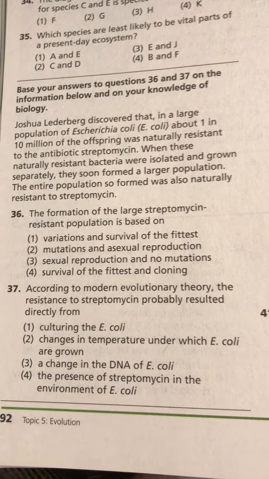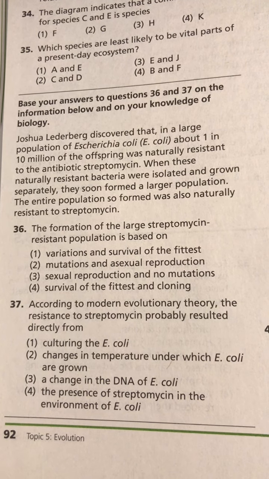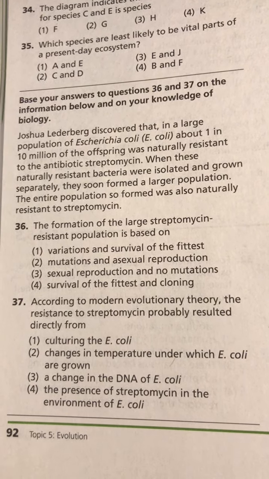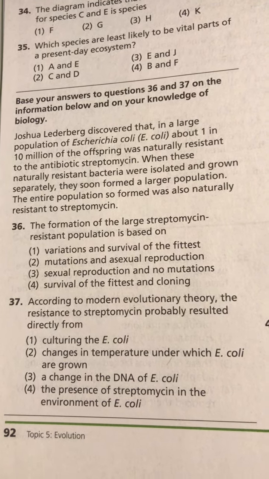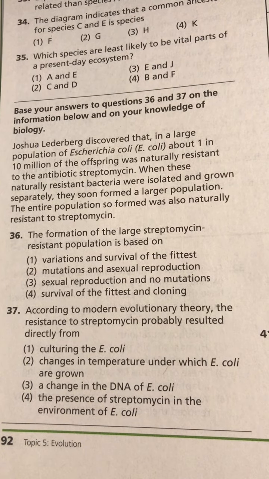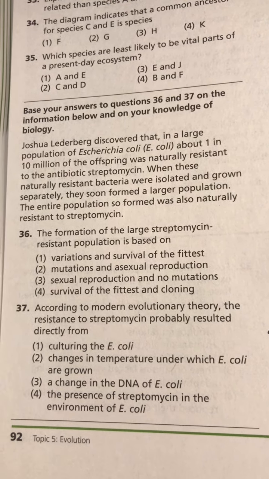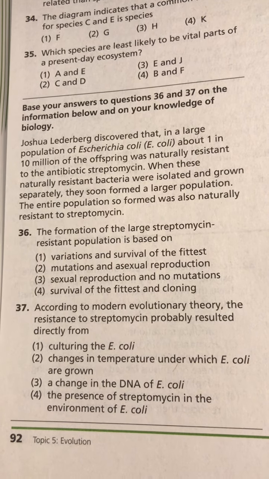Number 36. The formation of the large streptomycin-resistant population is based on 1. Variations and survival of the fittest. 2. Mutations and asexual reproduction. 3. Sexual reproduction and no mutations. Or 4. Survival of the fittest and cloning.